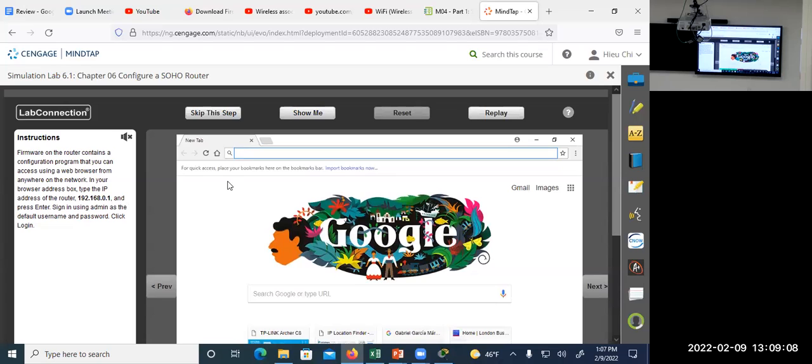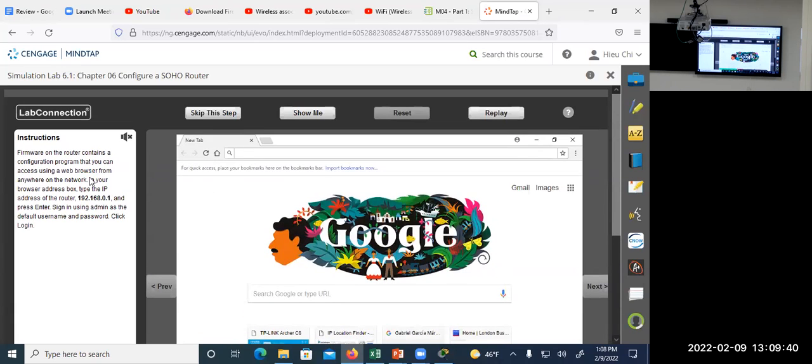Basically, in order to configure the home router, you need to plug the cable into the home router. Normally the default IP address is 192.168.0.1. When you configure that, you have an interface asking you to enter the username and password, and the username and password here are the default, admin. After you log in, you can change the username and password to make it more secure.